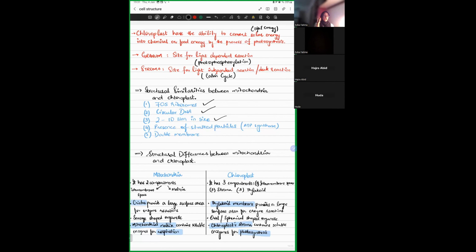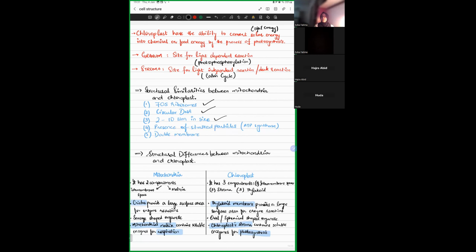When we discuss the structural differences, we will talk about where these stalked particles are present, but let me just reiterate in this point as well that in a mitochondria the stalked particles are present on the cristae, the folds of the inner membrane, and they're always pointing towards the matrix of the mitochondria. And in chloroplast, these stalked particles are present on the thylakoid membrane and they're always pointing towards the stroma.